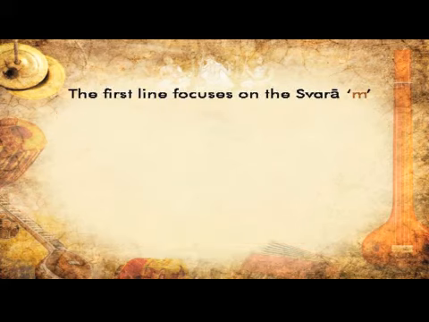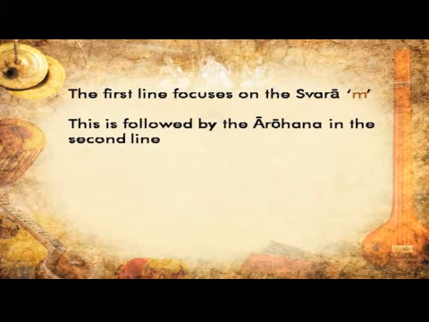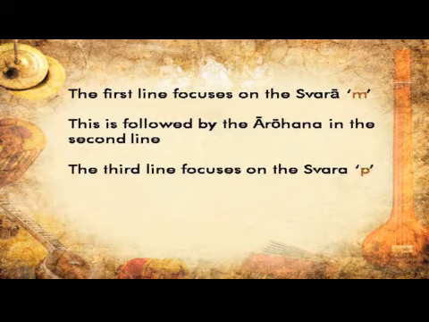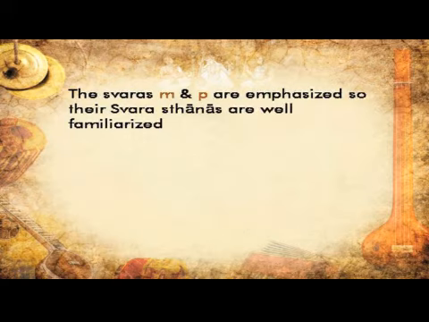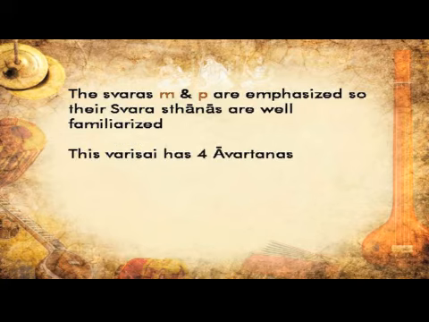In the fourth varisai, the first line focuses on the swara ma, or the fourth swara in the ascent. This is followed by the arohana in the second line. The third line focuses on the swara pa, or the fourth swara of the descent, and this is followed by the avarohana as the fourth line. While singing this varisai, the swaras ma and pa are emphasized, so their swarasthanas are well familiarized. This varisai has four avartanas.